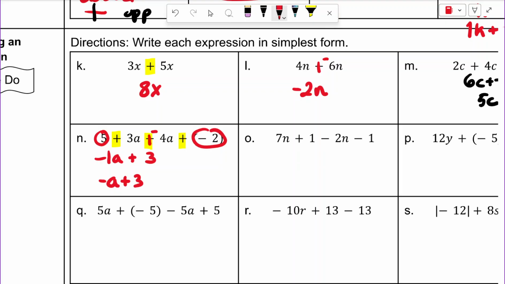Then O, we're going to go additive inverse, put our like terms together. 7n and negative 2n is 5n's. And then we'll put our constants together. 1 and negative 1 is 0. So our answer is 5n.